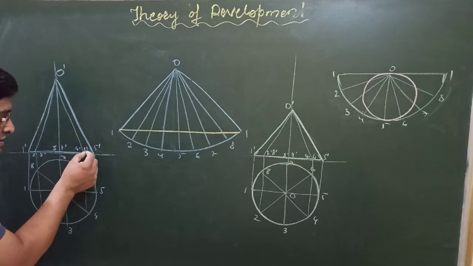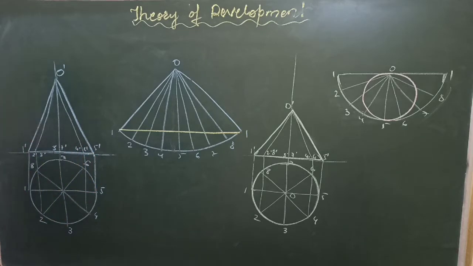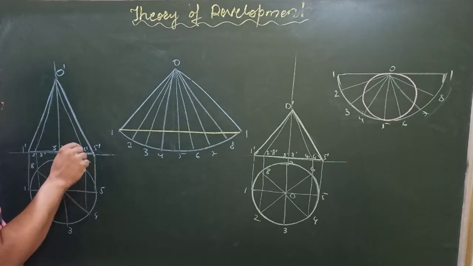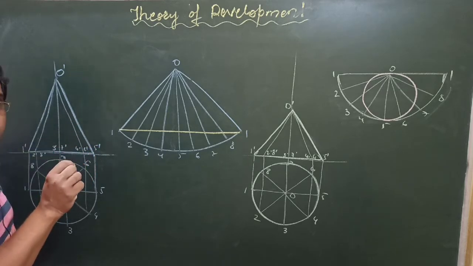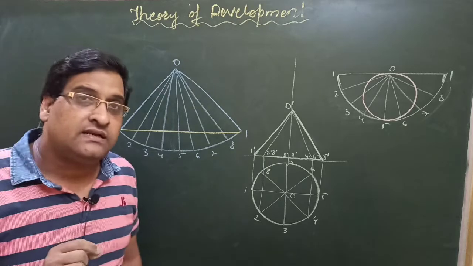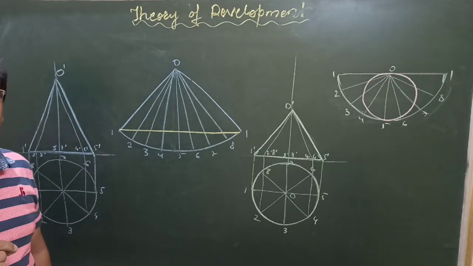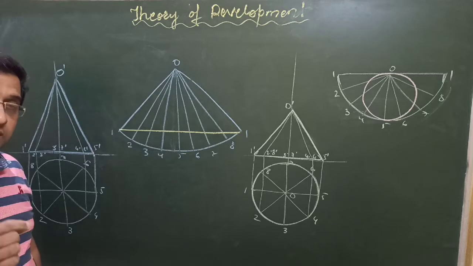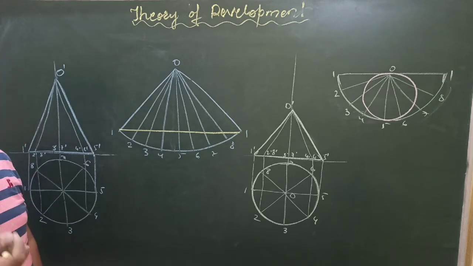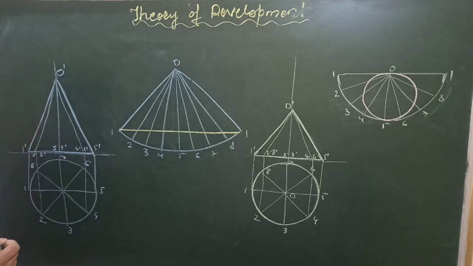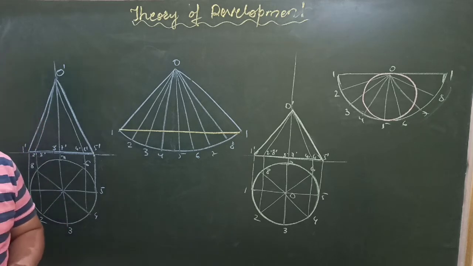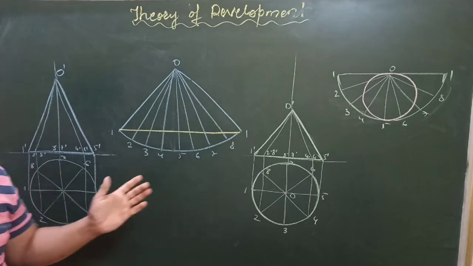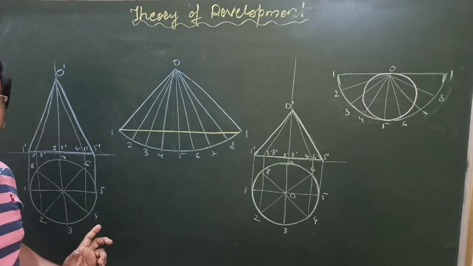insect which starts moving on the lateral surface of the cone and comes back to its initial position after traveling the shortest path. The question is like that: an insect is moving on the lateral surface of the cone from one point of the circumference of the base and comes back to its initial position after traveling the shortest path. Draw the path lines of the insect traveled on the cone in front view and top view.